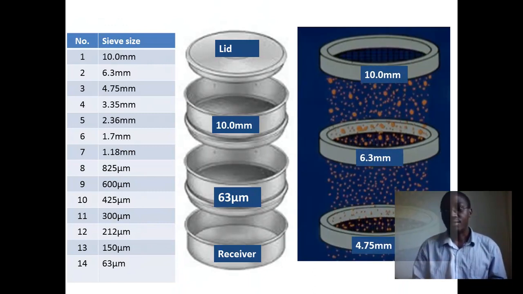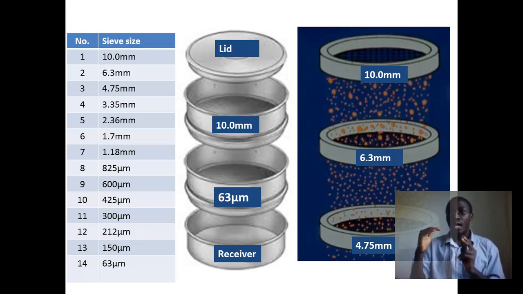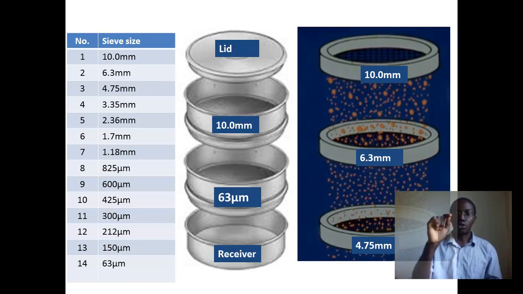The sieve arrangement should ensure that bigger sand particles are retained on the sieves and smaller particles are allowed to go through the sieves. Now, in the middle, you will see that we have what you call the lid, on top of the sieve 10, and the receiver at the bottom of sieve 63 micrometer.